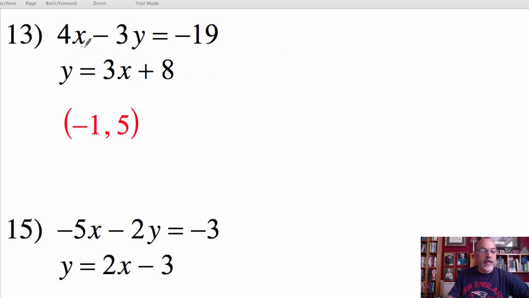Number 13, again, my first equation is not solved for a letter y, but my second equation is. So again, equal sign tells me the letter y and this expression over here are of equal value. So in my system, I can substitute this expression in for the letter y. So taking this first equation and rewriting it, when I come across a letter y, I'm going to substitute in something of equal value, which is 3x plus 8 equals negative 19.